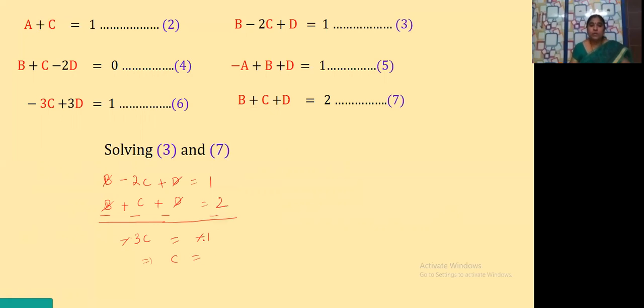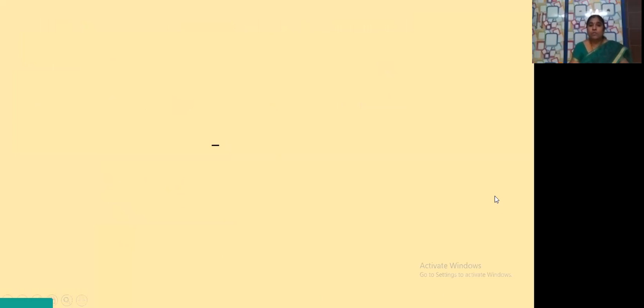So what is left here? C is equal to, this 3 goes to the other side, so it is 3. So how much we got, children? C is equal to 1 by 3 we got. Okay. Now what is the next thing here?